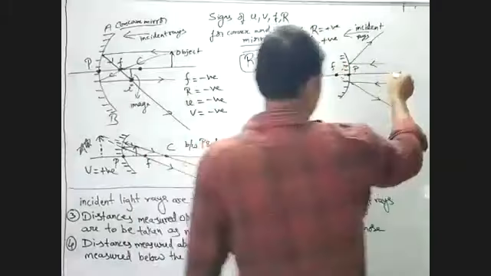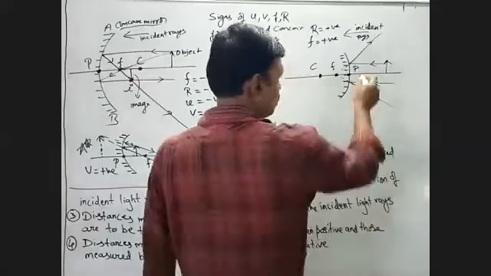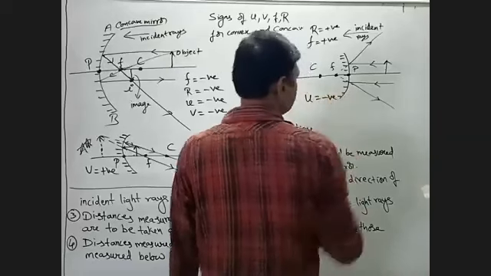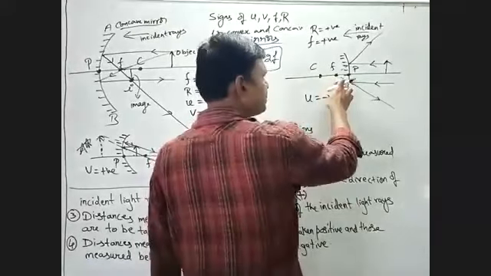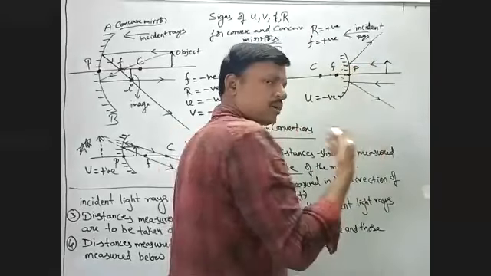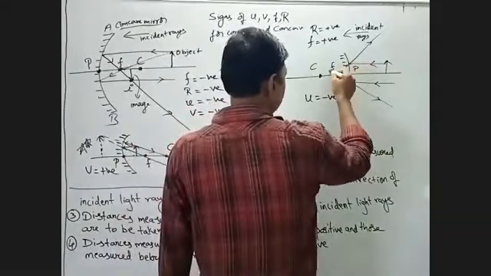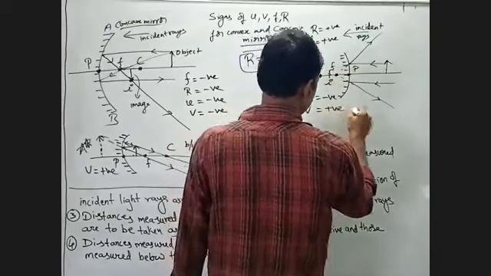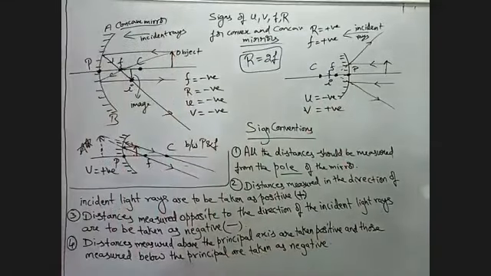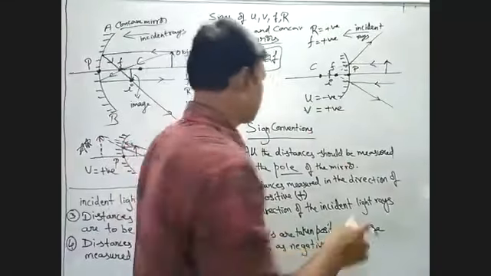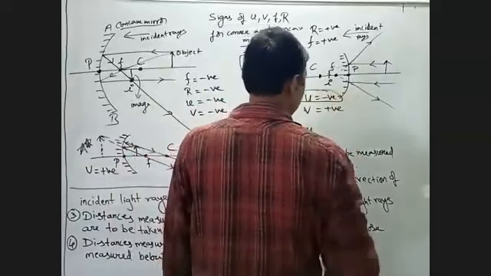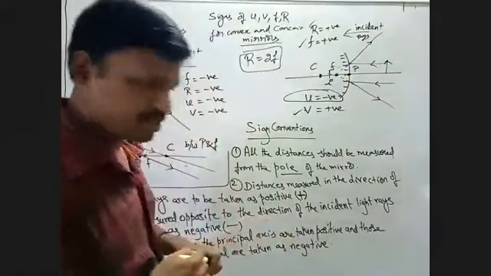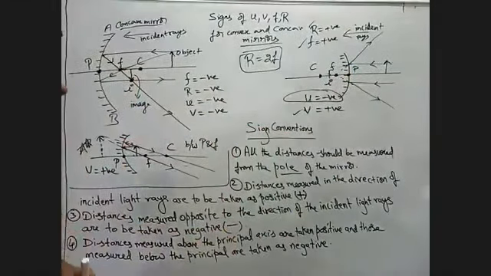Now object distance. The object is here, so you measure from here to here. But here you get u negative. The image will be formed somewhere behind the mirror, here. So the image is here, and v is positive. So for a convex mirror, except the object distance, all are positive only. Always it is like that.